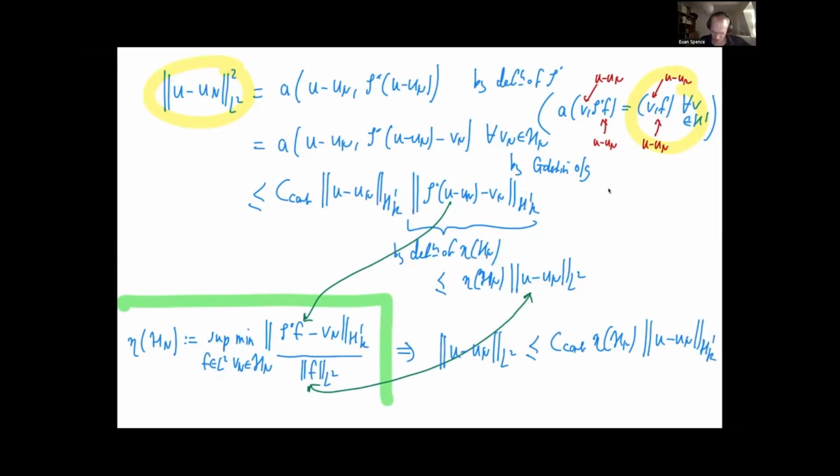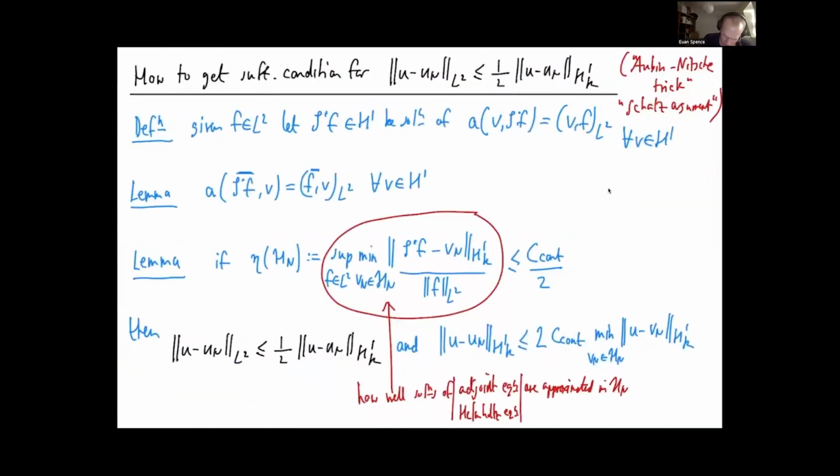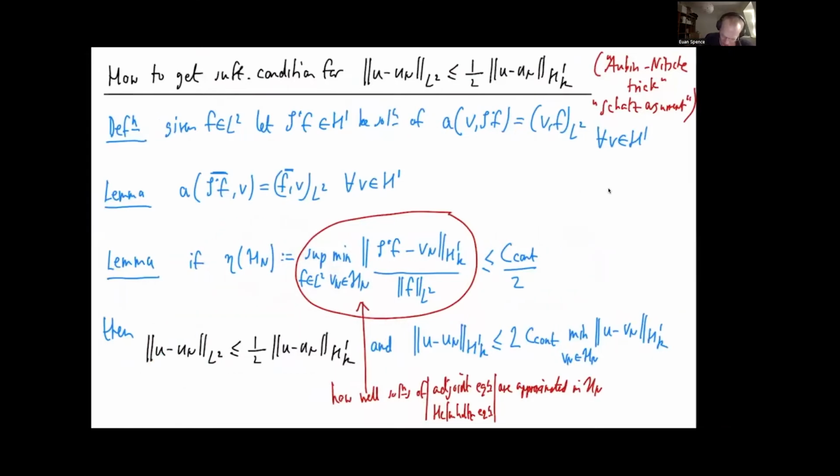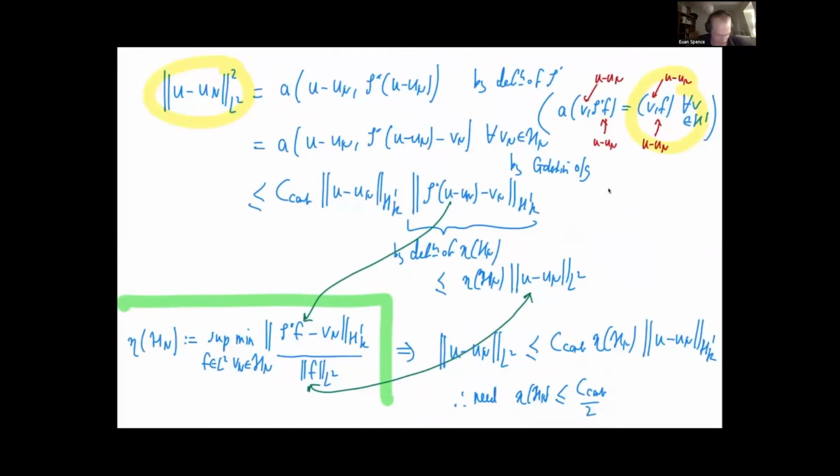in H1. Right, and so the claim was, I want the L2 norm to be less than or equal to half times the H1 norm. So if this is less than or equal to half, then I'm good. And so therefore I need eta of Hn less than or equal to C cont over 2, which is the condition that we claimed, right? We said if eta is less than or equal to C cont over 2, then I have this inequality. That's what we've got here.